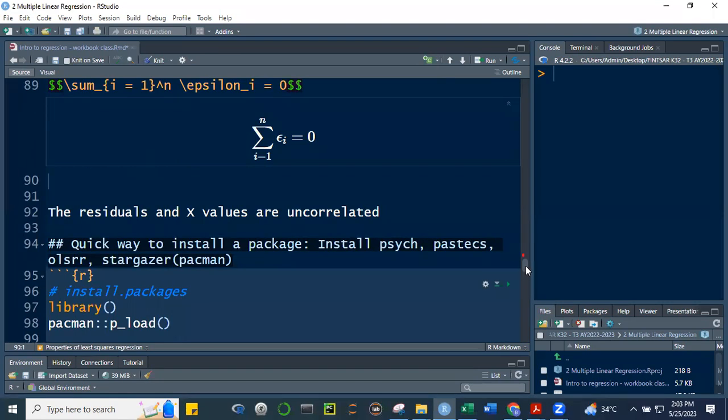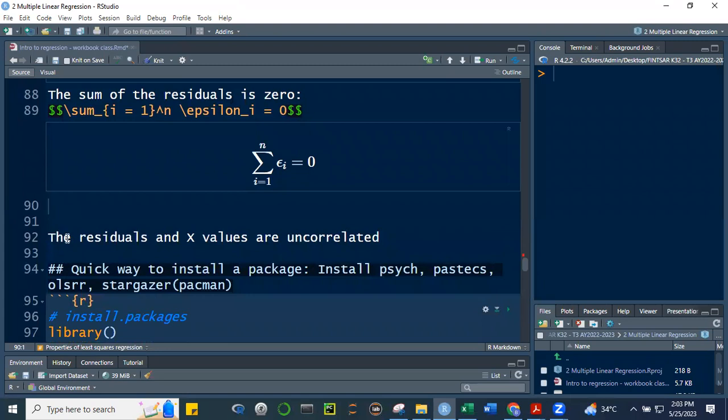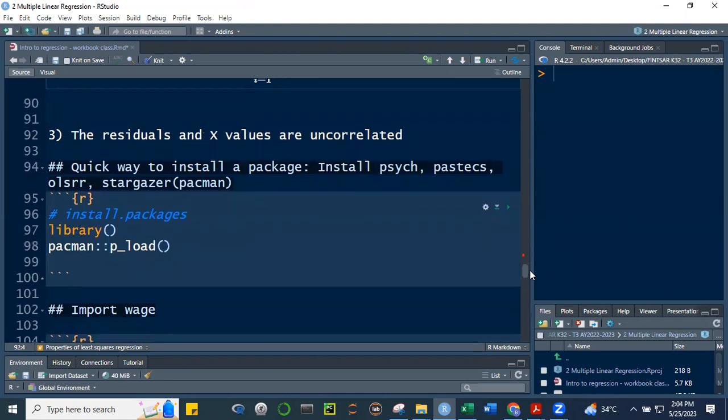Okay, so this should be number 3. The residuals and the X values are uncorrelated. We don't want the residuals and the X, the predictors, to be correlated. Kasi kung correlated siya, ibig sabihin nun, there is still this unaccounted for na galaw ni X na hindi natin nare-relate with Y. Okay? So medyo crude yung pagbigay ko ng statement, pero that will become more clear as we go along.